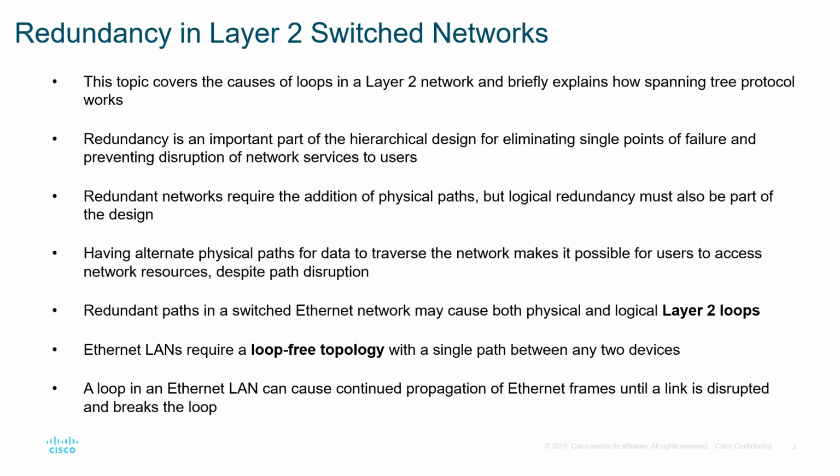However, in a switched Ethernet network, this may cause both physical and logical layer 2 loops. In Ethernet LANs, we require a loop-free topology with a single path between any two devices. A loop in this scenario can cause continued propagation of Ethernet frames until a link is disrupted and breaks that loop.